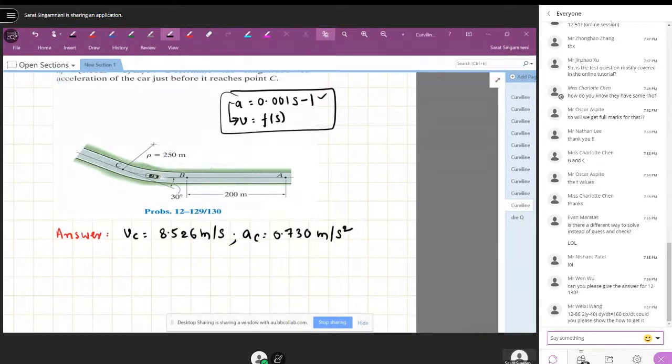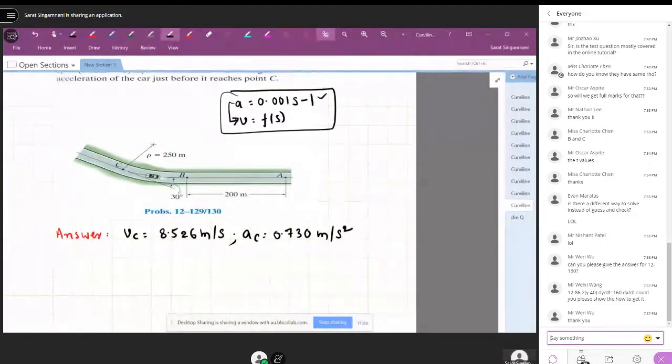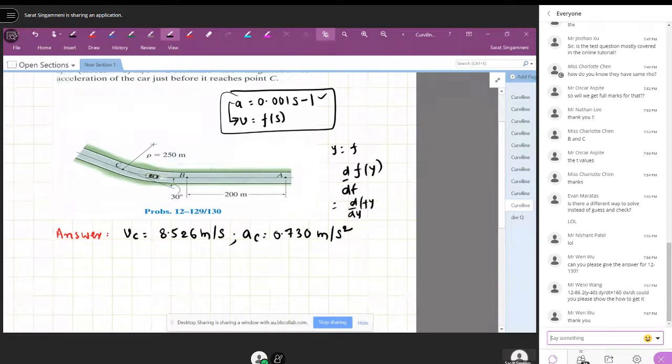Could you please show how to get 2 times y minus 40 divided by 3? So this is differentiating a function in y with respect to time. I told that in the class, if a function f is f of y, if you are differentiating with the time, d over dt of f(y) is equal to d over dy of f(y) times dy over dt. You cannot directly differentiate, that is it.